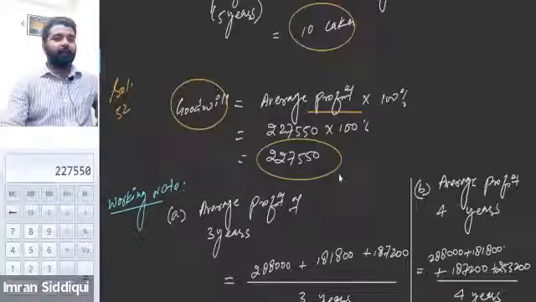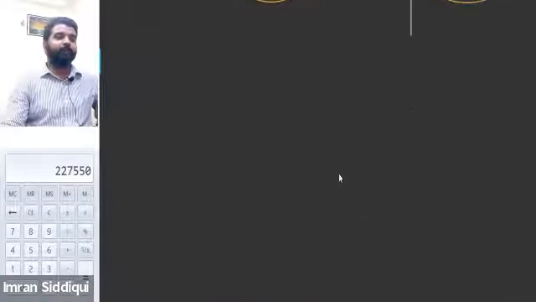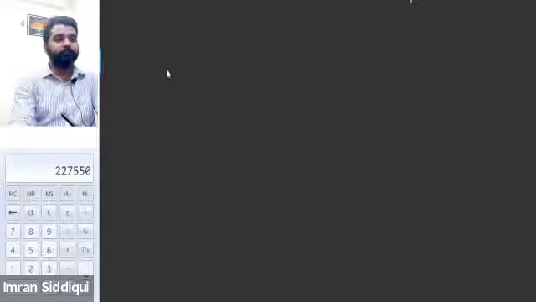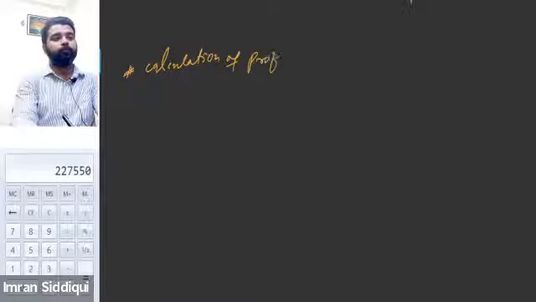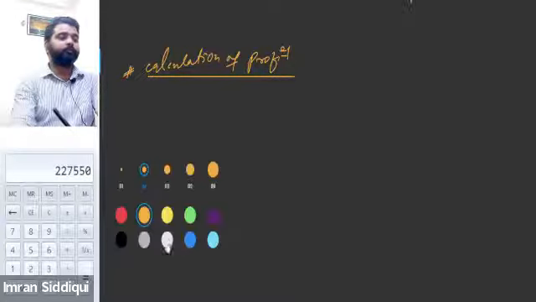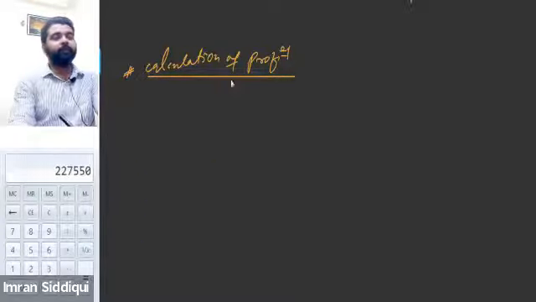But now we will understand how profit is calculated, or which profit will be taken into consideration. So for the purpose of calculation of the goodwill, we need to consider the value of the normal profit. Just a minute, let me show you the calculation of profit. How do we calculate profit? How will profit be calculated for valuing the goodwill?